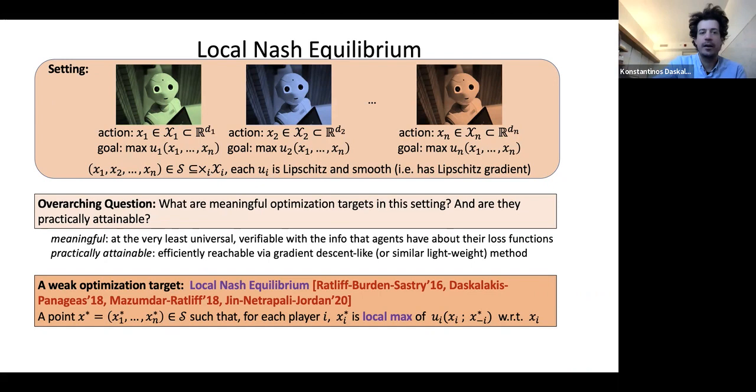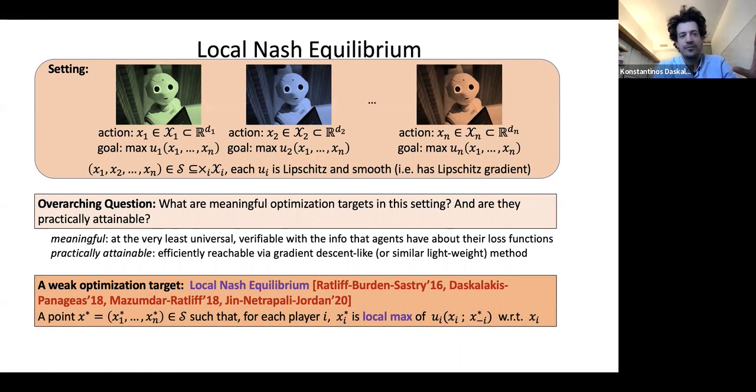So what I want is a collection of strategies for my N agents so that every agent is playing a local max of their utility if you fix what the other guys are doing. This X minus i is a very nice shorthand that game theorists like to use: I look at this vector here, I fix the strategies of everybody except person i, keep it fixed, and then look at the utility of person i as they vary their own strategy. If xi star is a local max of this function, then I declare victory, okay?